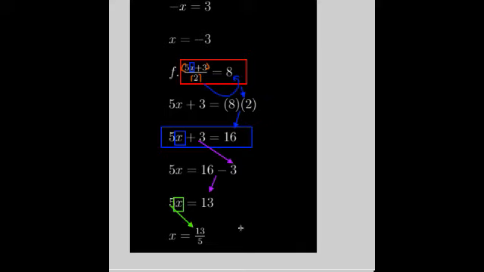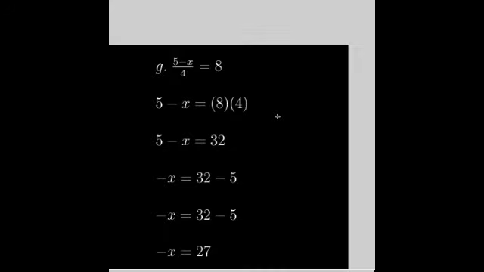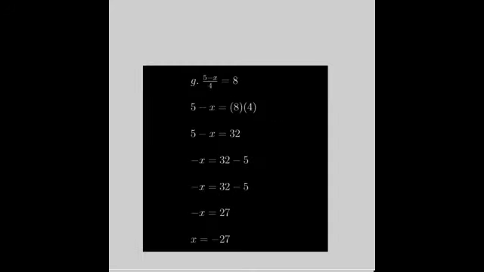And so x is equal to 13 over 5 in this one. Let's take a look at this next challenge with regards to rearranging equations. I'm looking at the idea of 5 minus x divided by 4 is equal to 8. I'm going to do exactly the same thing. So I'm going to look at this as the numerator and the denominator.